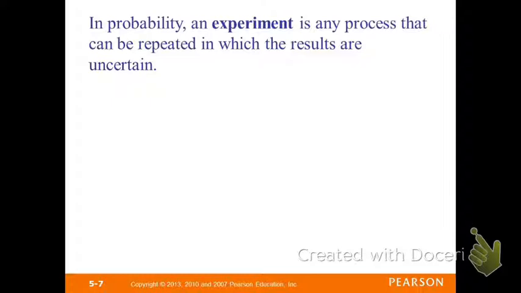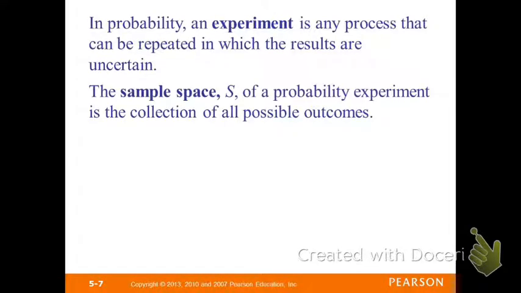The same thing happens. There's only a limited number of outcomes, but we have no way of predicting exactly what that next roll is going to be. So the outcome is uncertain. The sample space of a probability, the sample space, capital S is the variable assigned to this in statistics, is the collection of all possible outcomes.